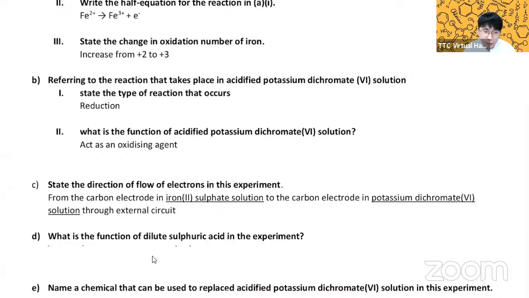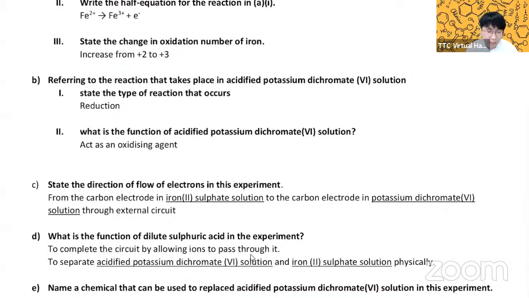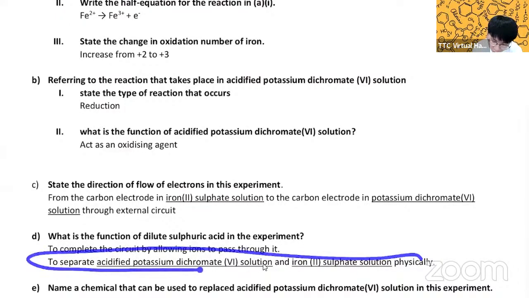Okay, and lastly, what's the function of dilute sulfuric acid? It's a salt bridge. So what does it do? It is there to separate the two agents and to complete the circuit by allowing ions to move. Separate them physically, complete the circuit by allowing ions to pass through it. So this is very similar to a porous pot. Because usually for a salt bridge, you don't have to write this. You don't need to write it for a salt bridge.